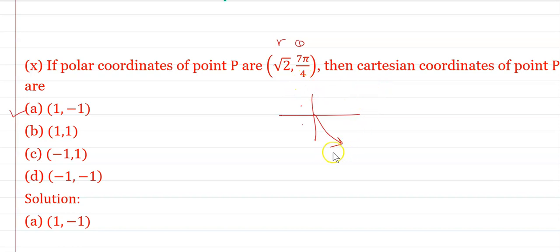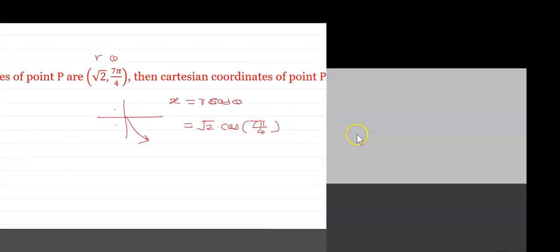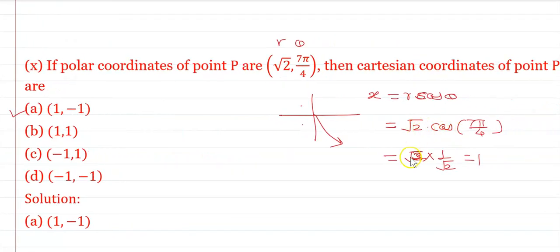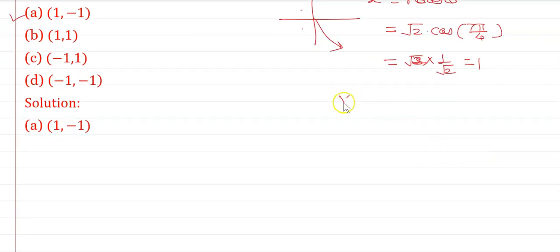Otherwise, you can find it out also using x is equal to r cos theta and y is equal to r sin theta. x is equal to r cos theta. Substitute the value of r. r is root 2 and the cos of 7 pi by 4 is 1 by root 2. So x is equal to 1. And what about y? y is equal to again r sin theta. This is root 2 sine of 7 pi by 4.